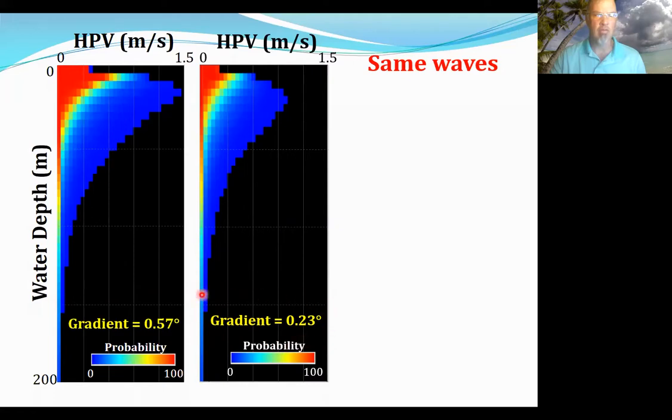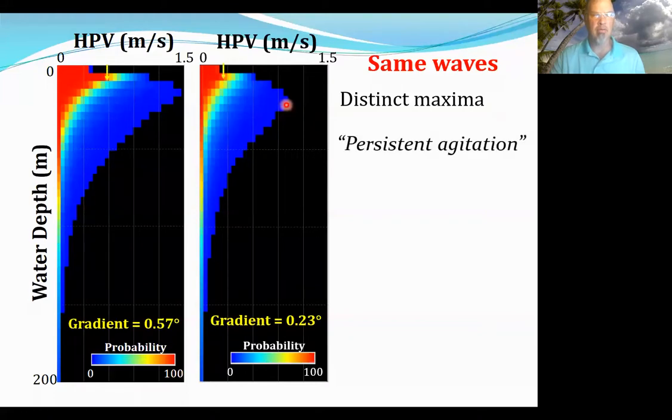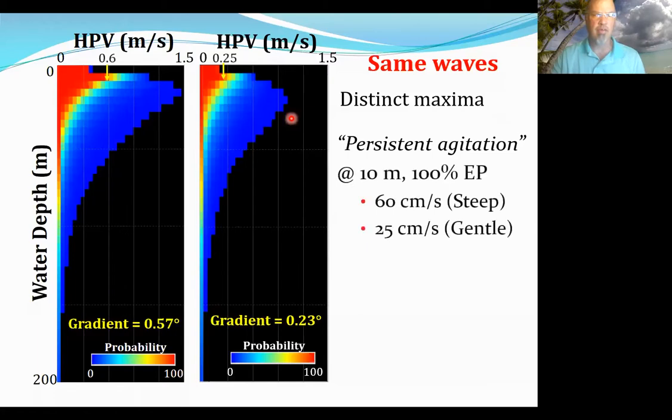So relatively subtle, let's say, change in gradient, change in maxima, distinct maxima, about 1.5 to about 1 meter per second in this example. Likewise, we said Fairweather wave base is areas with persistent agitation at 10 meters water depth. In this one, we exceed 60 centimeters per second 100% of the time. On the gentle ramp, at 10 meters water depth, we only exceed 25 centimeters per second 100% of the time. So it's a marked difference.